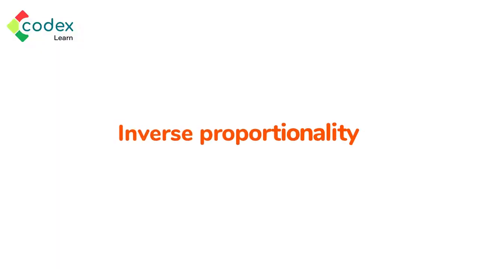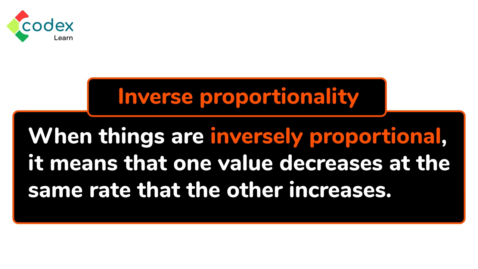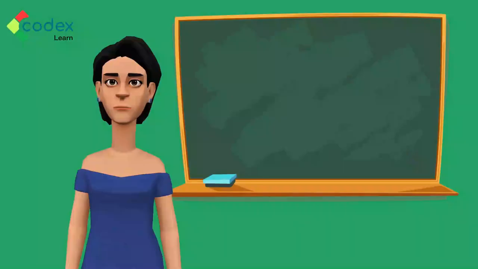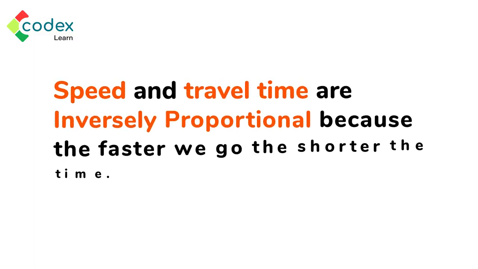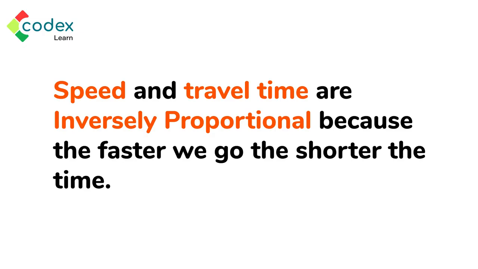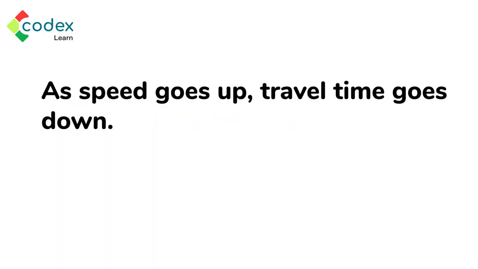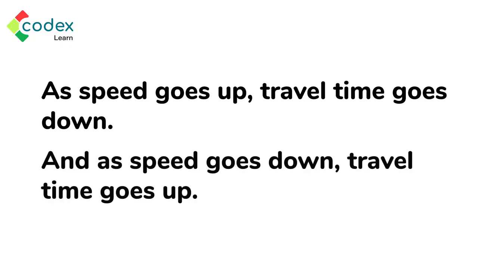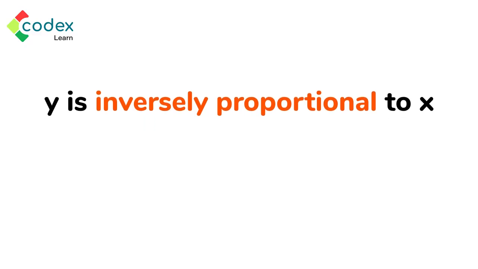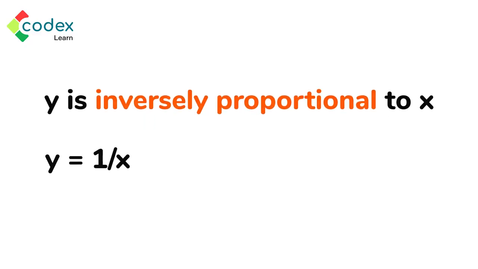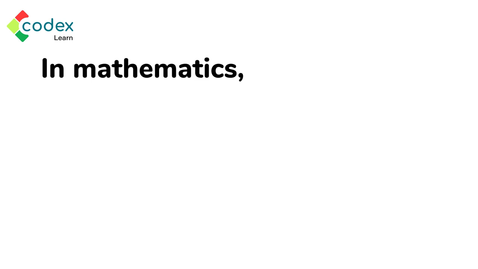Let's learn about inverse proportionality. When things are inversely proportional, it means that one value decreases at the same time that the other increases. An example on speed and travel time might help us understand this better. Speed and travel time are inversely proportional because the faster we go, the shorter the time. As speed goes up, travel time goes down, and as speed goes down, travel time goes up. With this expression, it means that y is inversely proportional to x, or we can say y equals 1 over x. In mathematics, the expression is written as y equals k divided by x.